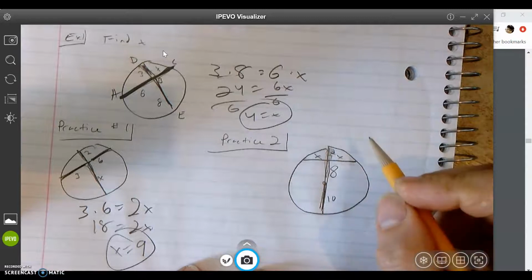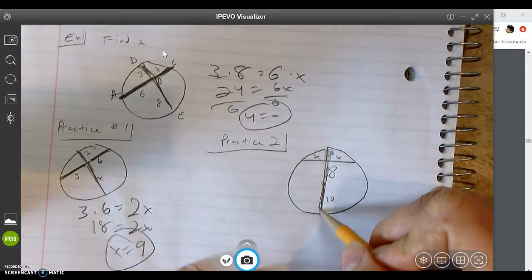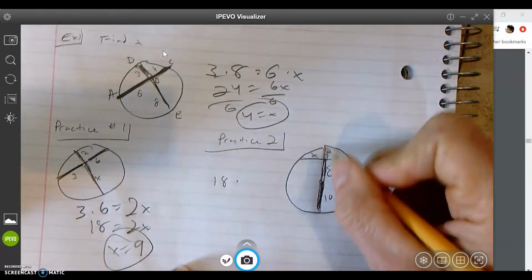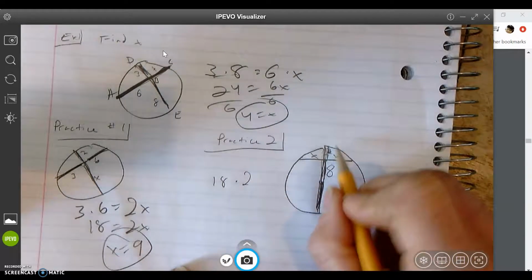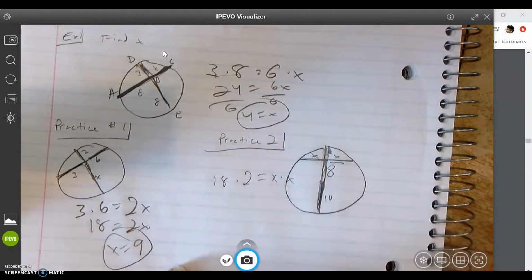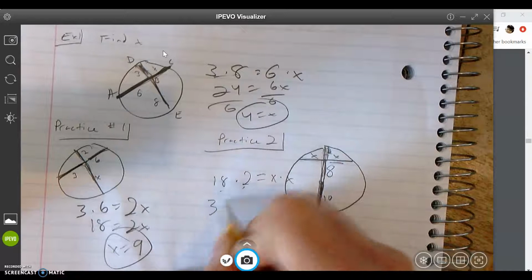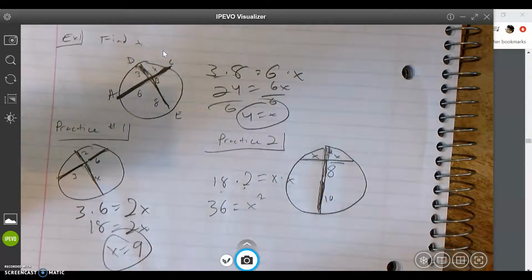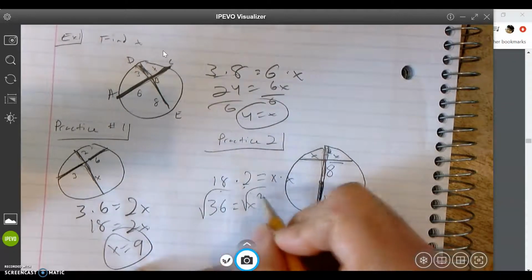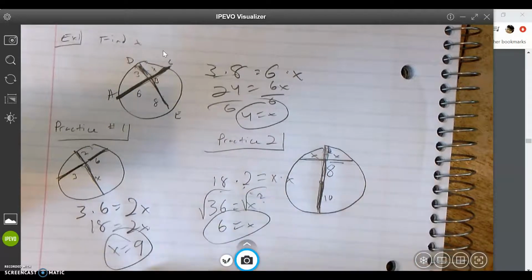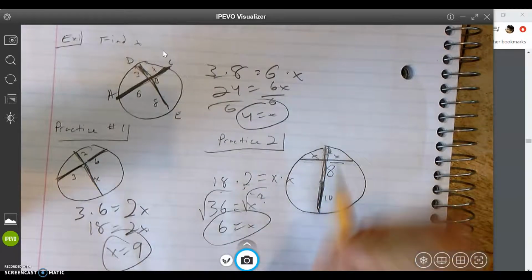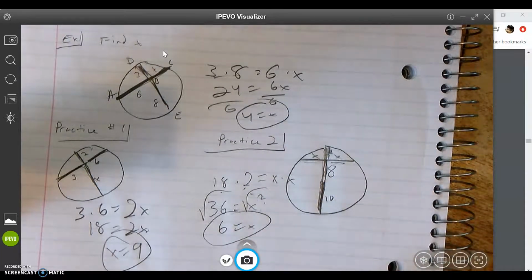Now I have my two parts. So this part is 10 plus 8, so this part is 18, times the small little part, which is 2. And this is X times X. So 18 times 2 is 36. X times X is X squared. What number times itself is 36? Or you can square root both sides because that's the opposite of square, so that would be 6. Negative 6 is also an answer. Negative 6 squared also equals 36, but you're not going to have negative distance, so that doesn't work. So the answer is 6 here.